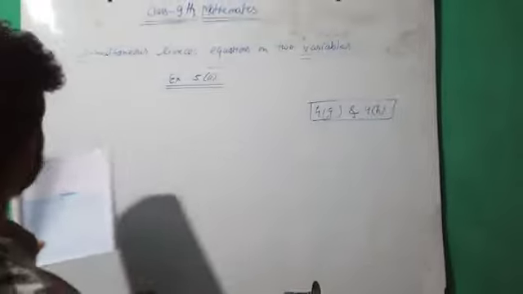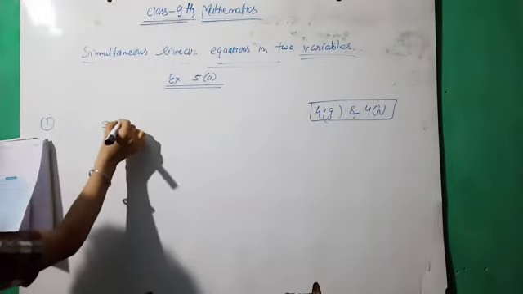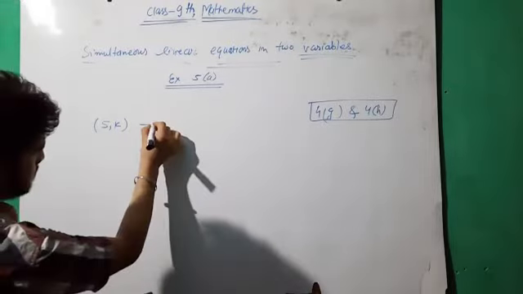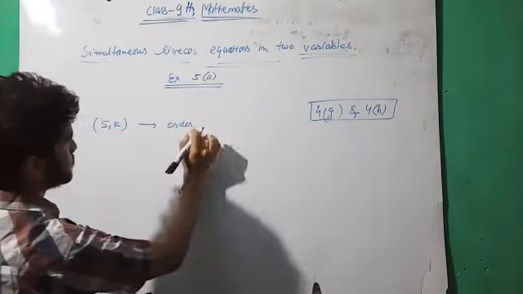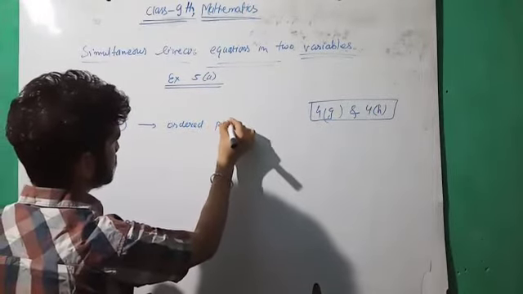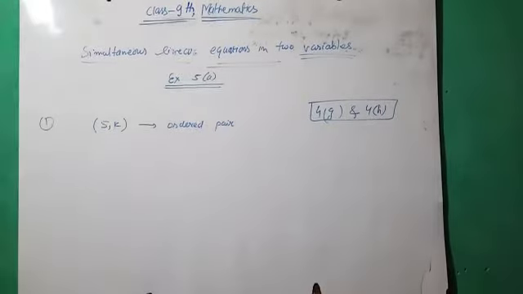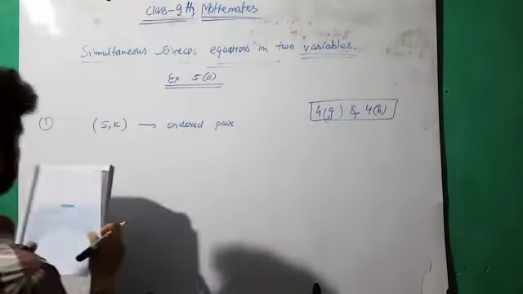Question 1: (5, k) is a solution of the equation. Find the value of k. So first, 5 comma k, what is this? This is an ordered pair. You will deal with these types of pairs in your next class, 10th class.